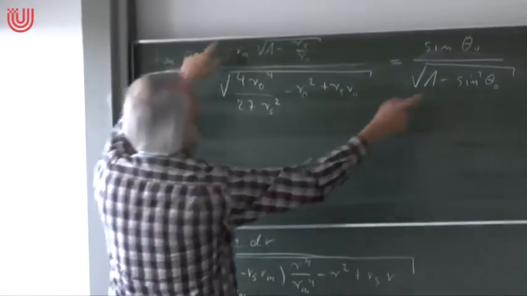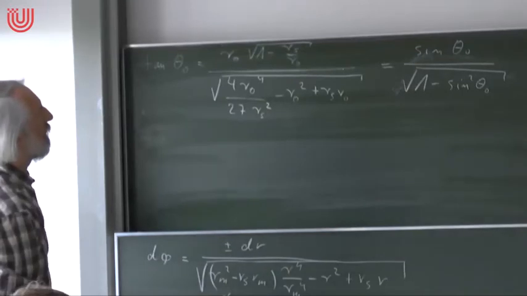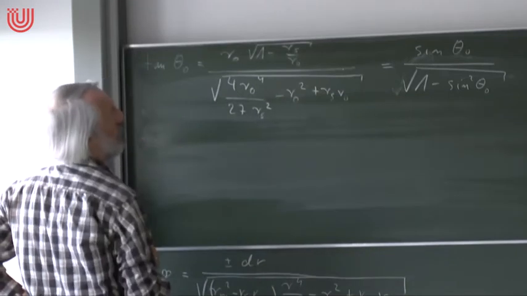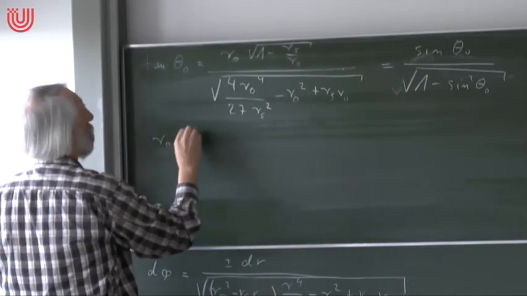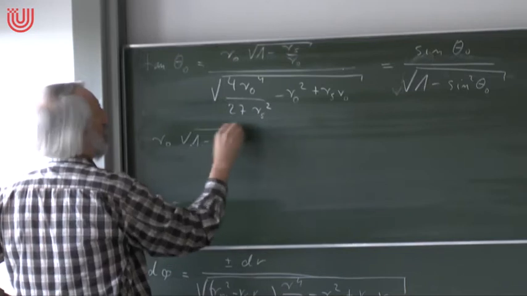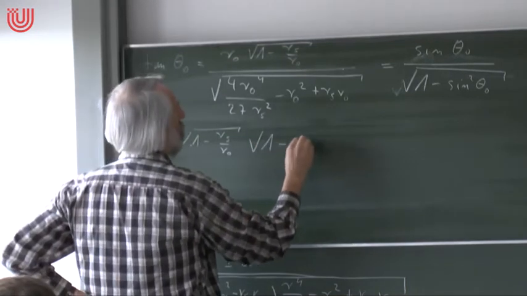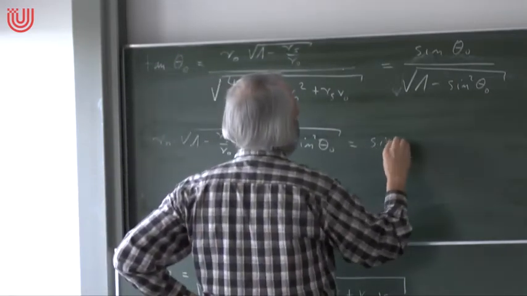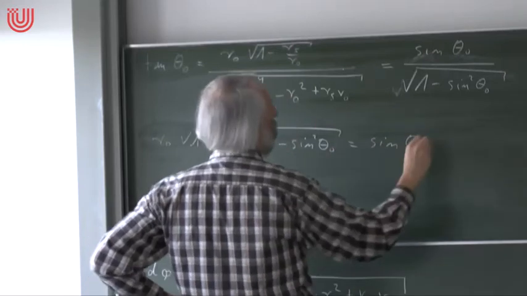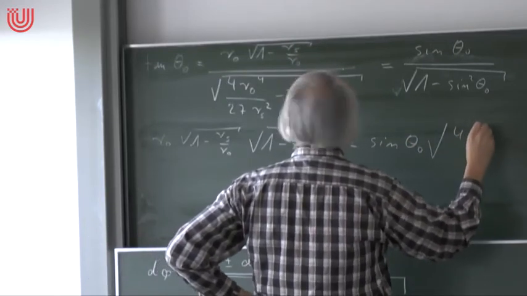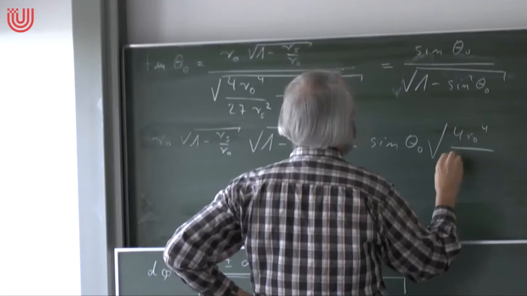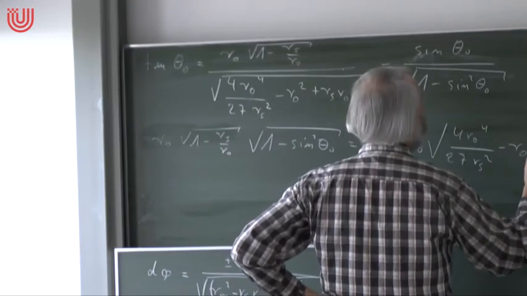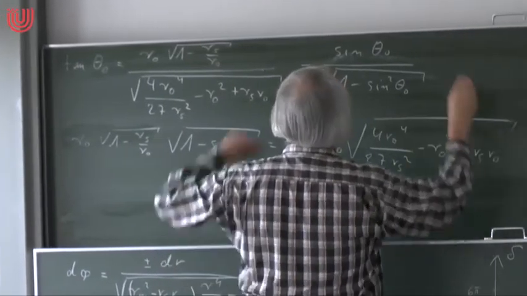So if I multiply this with the two denominators, then I have R_O times the square root of 1 minus R_S over R_O, times the square root of 1 minus sine squared theta_O, is sine theta_O times this square root, R_O to the 4, 27 R_S squared, and this R_O squared plus R_S R_O.